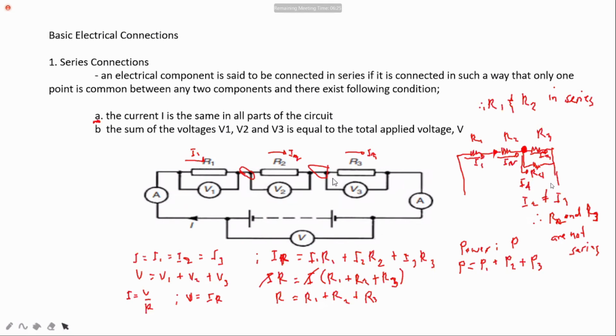So series resistors or series connections are also called voltage dividers, because the voltage will not be equal if they are not equal in terms of values, or the voltage supplied will be divided among the number of series connections. For example, if you have V as the supply voltage, the value of V will be divided among B1, B2, and B3.